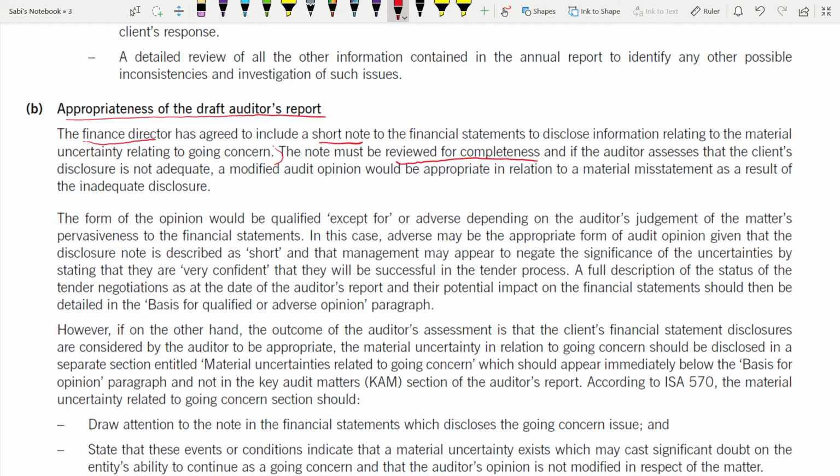And if the auditor assesses that the client's disclosure is not adequate, then audit opinion should be modified. Because in this case, a modified audit opinion would be more appropriate in relation to material misstatement if the disclosures are inadequate.